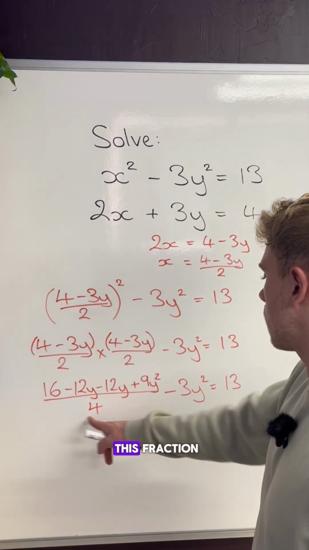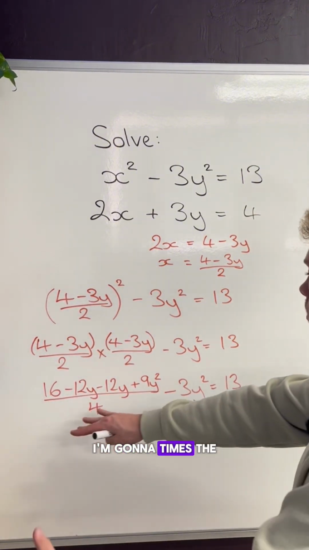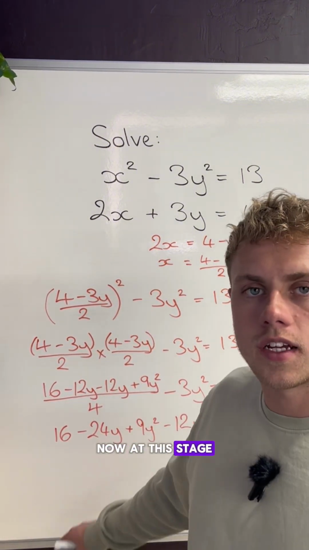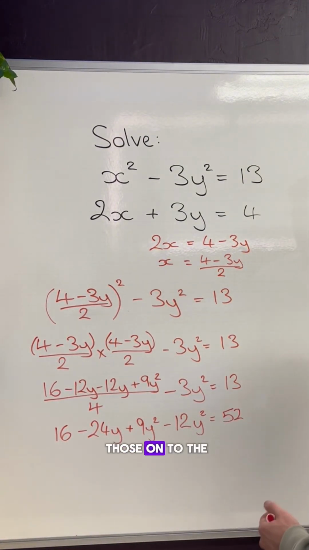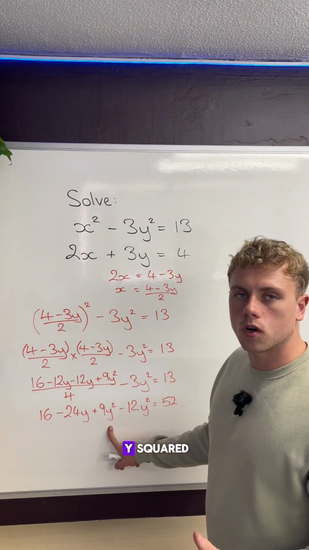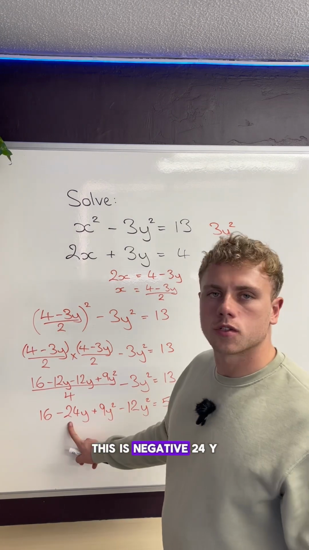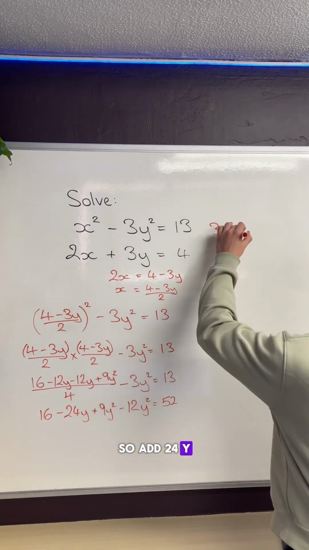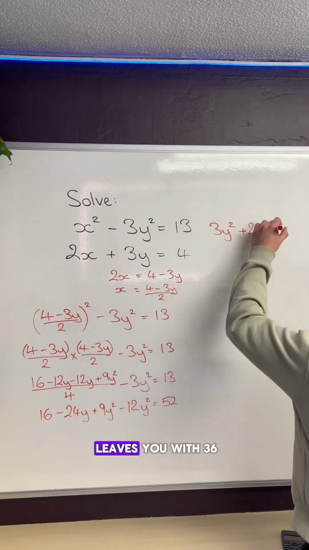Right, to get rid of this fraction, because I can't divide all of these terms nicely by 4, I'm going to times the whole equation by 4. Now at this stage, make everything equal to 0 so you can solve it. So move all of those onto the other side. So 9y squared take away 12y squared is negative 3y squared. So that'll be positive 3y squared on the other side. This is negative 24y, so add 24y. And here we've got to do 52 take away 16, which leaves you with 36.